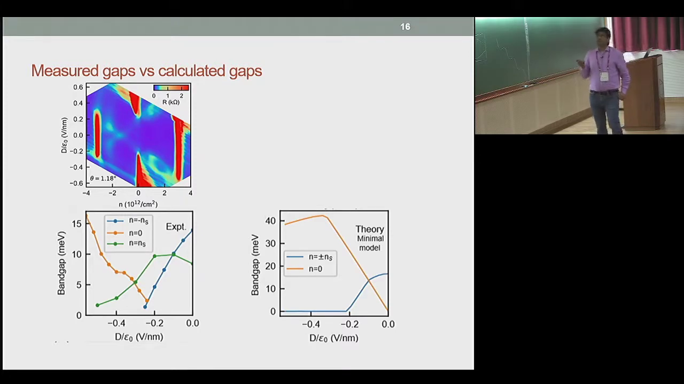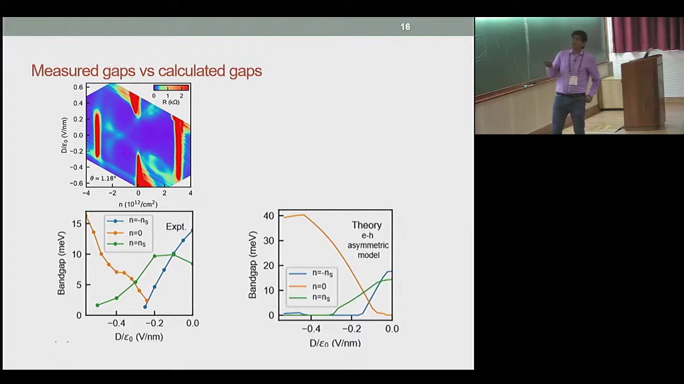So if one uses a minimal model, like the model of Allan MacDonald, you'll see a symmetry in the system for the two Moire gaps. Among many pieces of evidence out there, electron-hole symmetry in these systems is no longer a good way to describe them. So if you take a detailed electron-hole asymmetric model, you capture the asymmetry in the Moire gaps that are there.